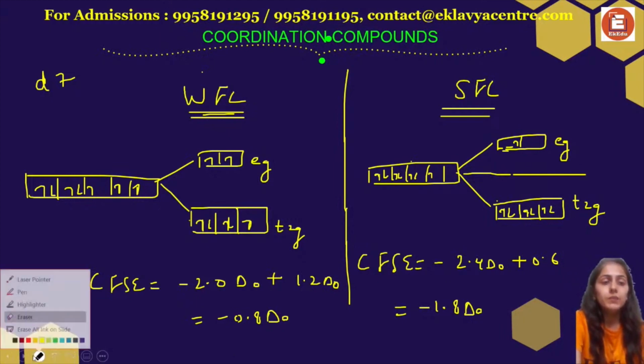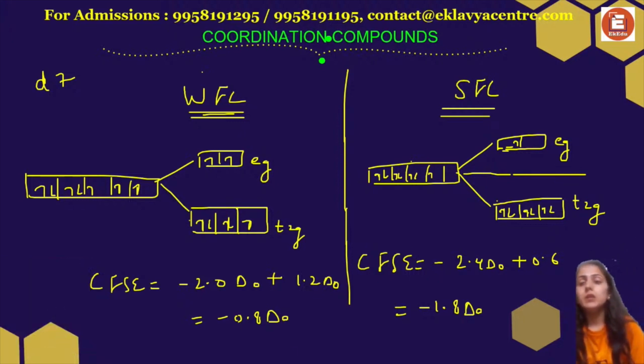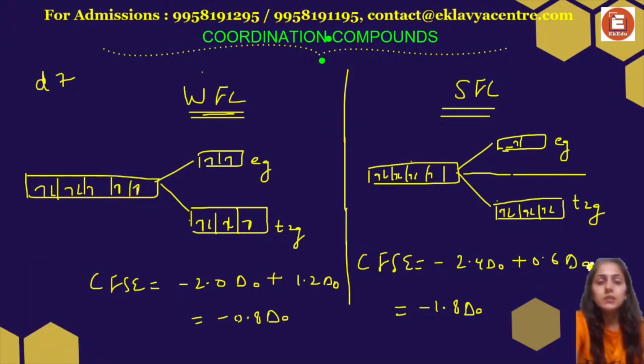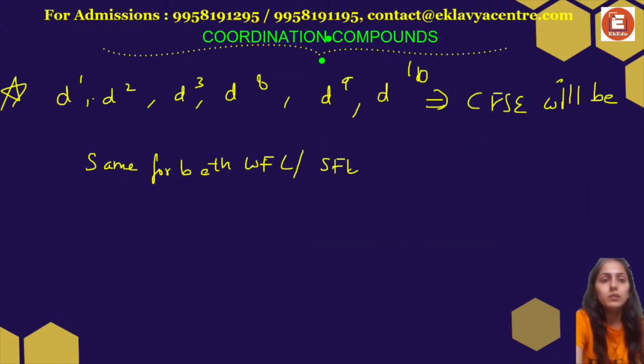If you see these results again, you will find that the CFSE values in case of D4 to D7 differ and they depend on the kind of ligand present. See, weak field, here also values are different, here also, and here also.